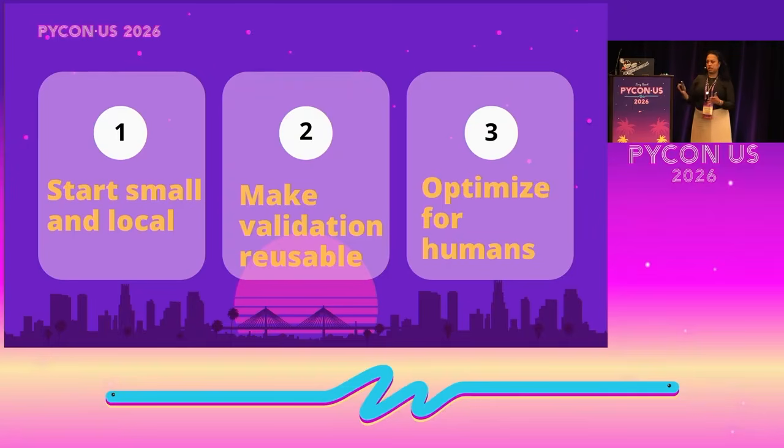So yeah, again, it's starting small and local. Writing those basic rules can really save a lot of time and make the workflow faster. And the whole point of this validation is to actually catch these issues earlier in the process. Making validation reusable is helpful for the teams, and then optimizing for humans, because again, in the workflow a lot of people are collaborating, and even if AI is consuming it later, a lot of our data is used by humans, and it's important to optimize for the people who are actually working with it.